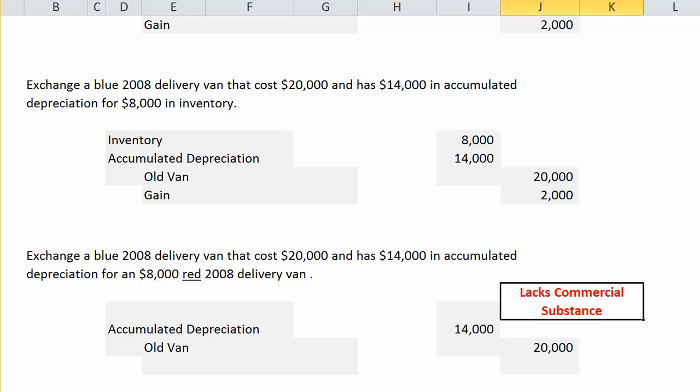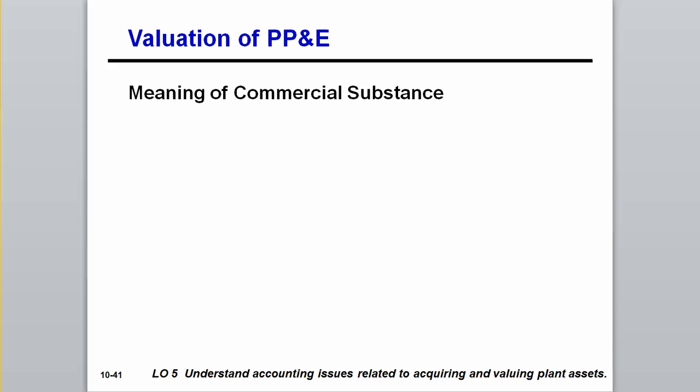When we traded our van for cash, cash is very different than a van. We traded our van for marketable securities, very different than a van. Inventory is very different than a van. But is a red 2008 delivery van that much different than a blue 2008 delivery van? And the answer is no. We would say this transaction lacks what we call commercial substance. What do we mean by commercial substance?